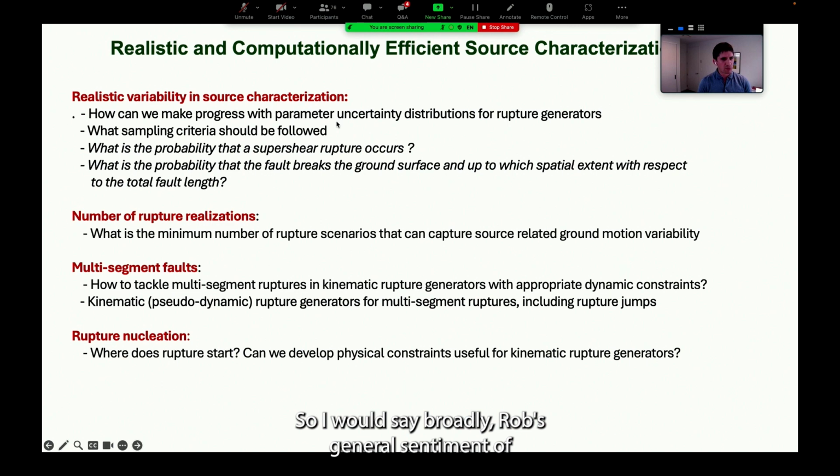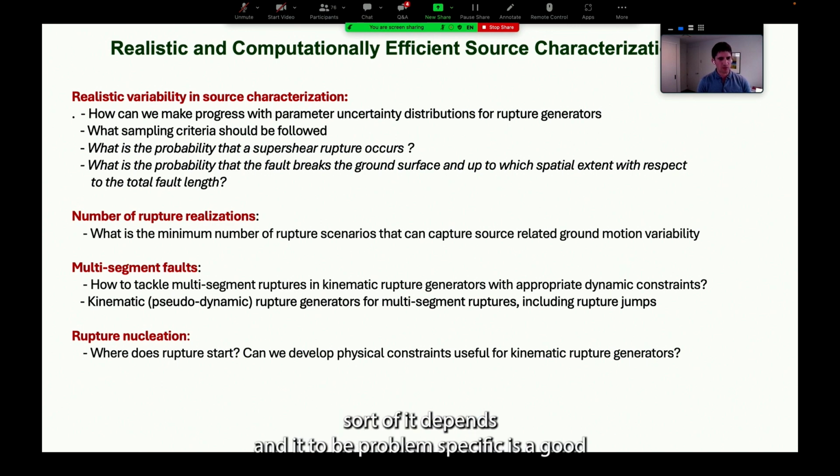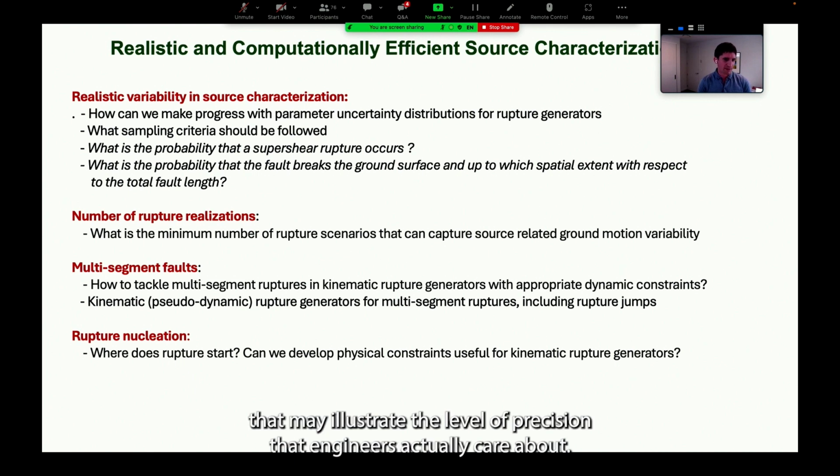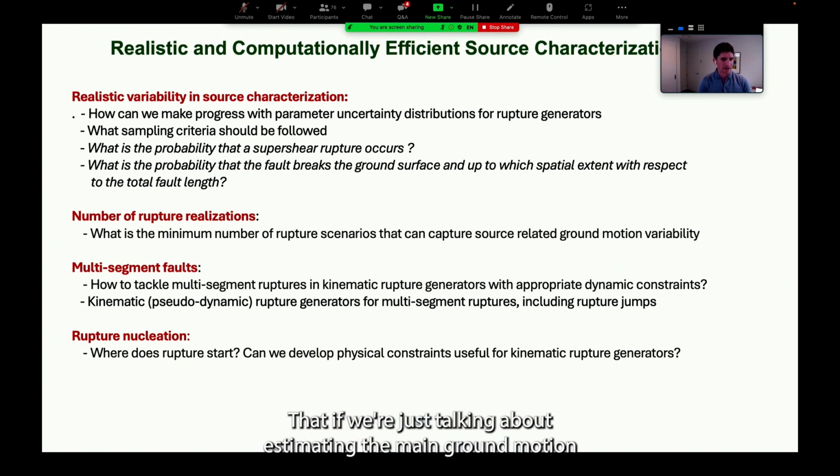So I would say broadly, Rob's general sentiment that it depends and needs to be problem specific is a good guiding principle, but it's likely that with some level of accuracy it's going to be 30 plus realizations rather than 10, albeit that may illustrate the level of precision that engineers actually care about: if we're just talking about estimating the mean ground motion intensity plus or minus 50%, then probably 10 is enough.